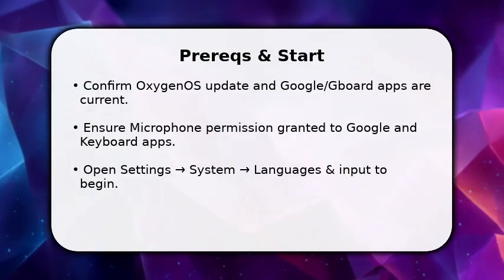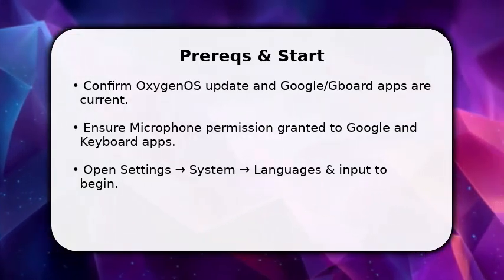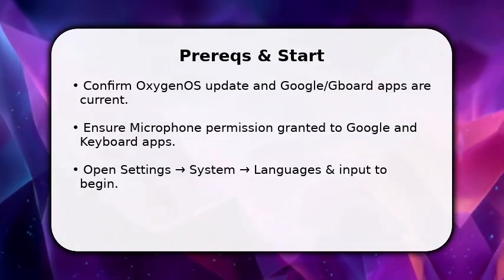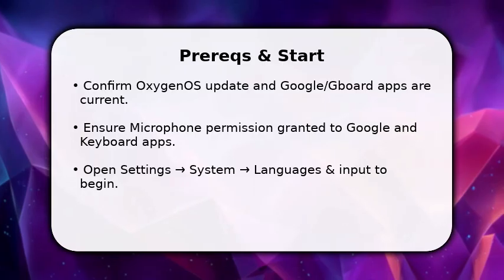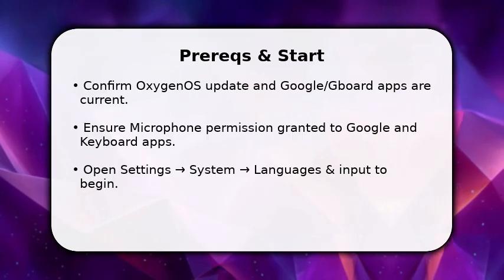You start by preparing the phone so voice typing will work reliably. Make sure your OnePlus is updated and the Google app or Gboard is the latest version. Outdated apps block features. Next, grant microphone permission to the keyboard and Google apps in Settings.